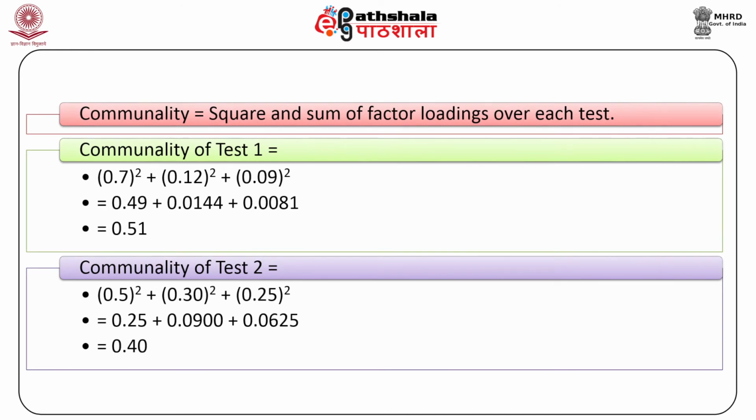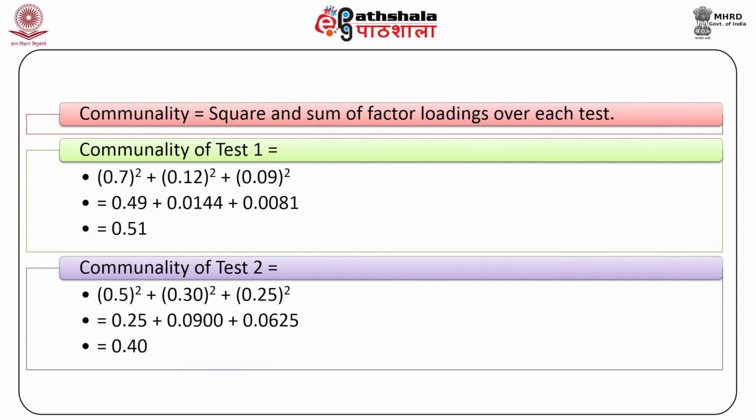Communality is equal to the sum of squares of factor loadings over each test. Communality of test 1 is equal to 0.7 square plus 0.12 square plus 0.09 square, which is equal to 0.49 plus 0.0144 plus 0.0081, which is equal to 0.51.